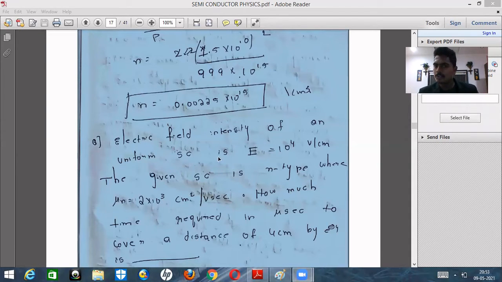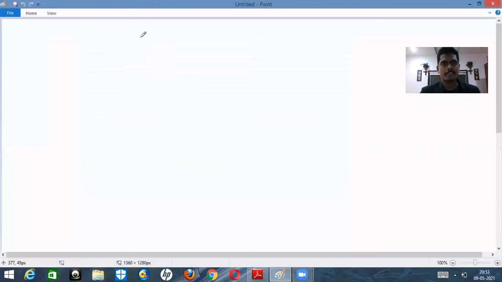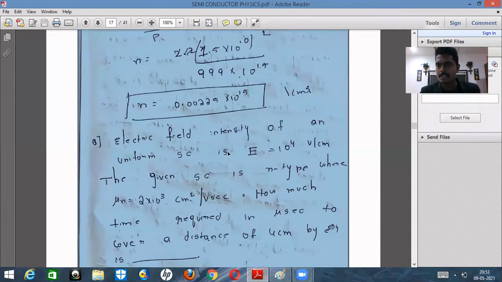So the electric field intensity of a uniform semiconductor, that means the electric field intensity is the same all through the material, is E equal to 10 power 4 volt per centimeter. So that is the first consideration. E is equal to 10 power 4 volt per centimeter. This is the electric field intensity of that particular semiconductor slab.